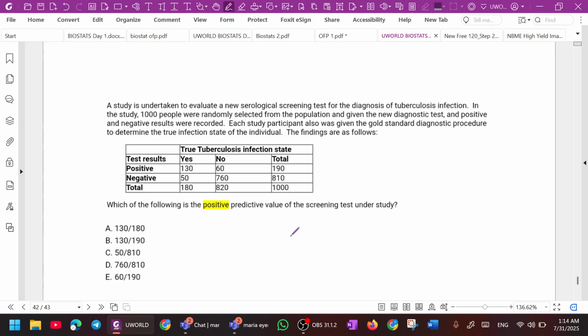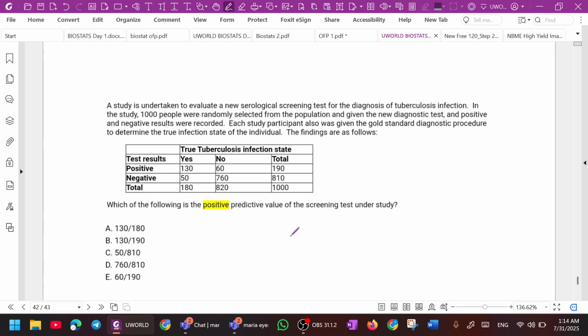Each study participant was also given the gold standard procedure to determine the true infection status of the individual. The findings are as follows. Which of the following is a positive predictive value? Okay, positive predictive value of the screening under this study. Positive.